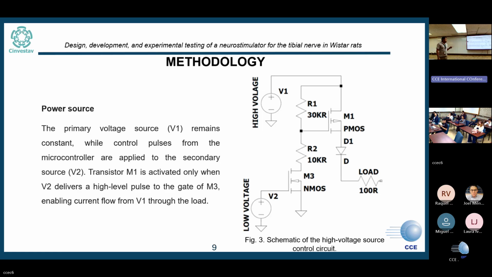So, for example, B2 represents the microcontroller pulse. This pulse activates the gate of the N-type MOSFET. And when this gate is activated, we generate a flow of current through R1 and R2. So the drop voltage through R1 generates a voltage that can activate the gate of the PMOS. So with this, we can connect or disconnect the load from the high voltage source.